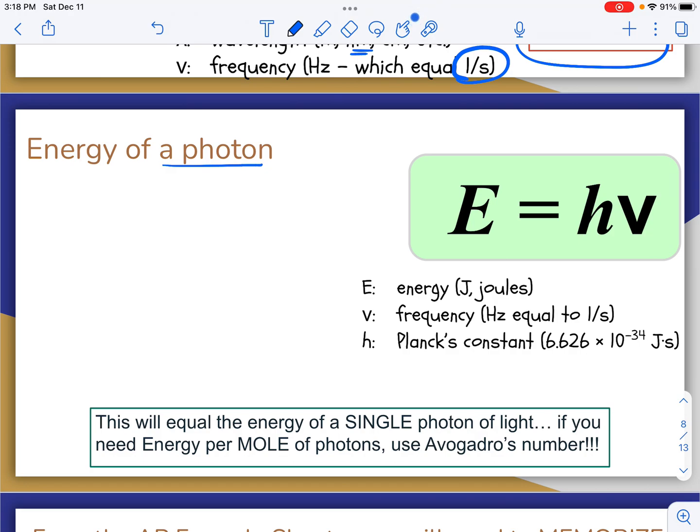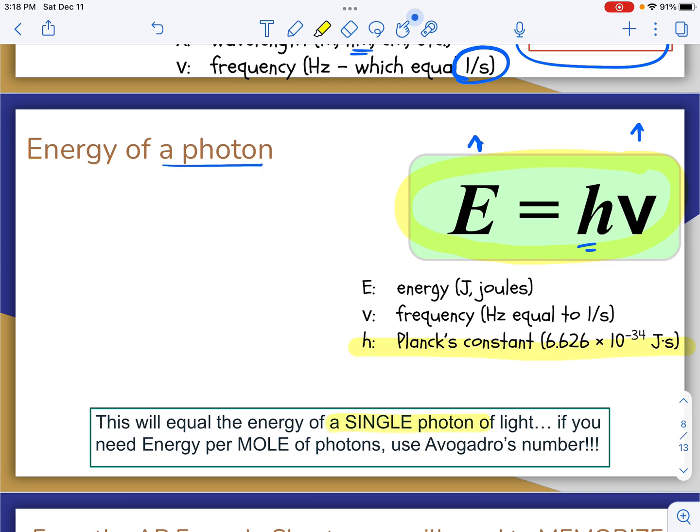The relationship between energy and frequency is direct. As the frequency increases, the energy increases. Again, the number that makes that relationship true is a constant. You should also memorize this one. It is Planck's constant, 6.626 times 10 to the negative 34th joules times seconds. You should know this formula and know that this is the energy of a single photon.